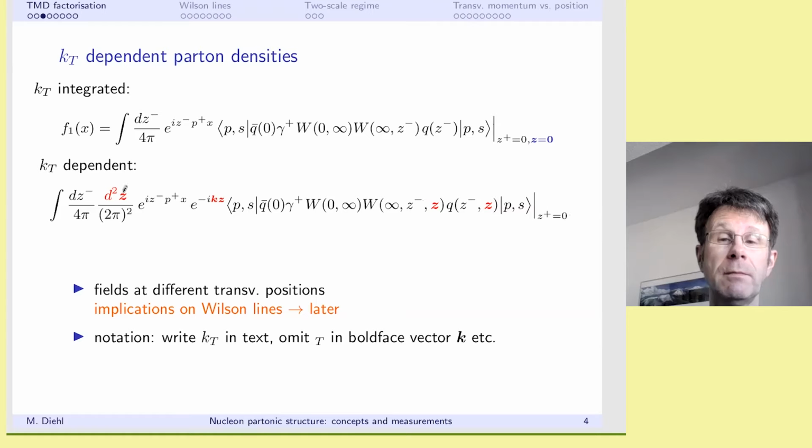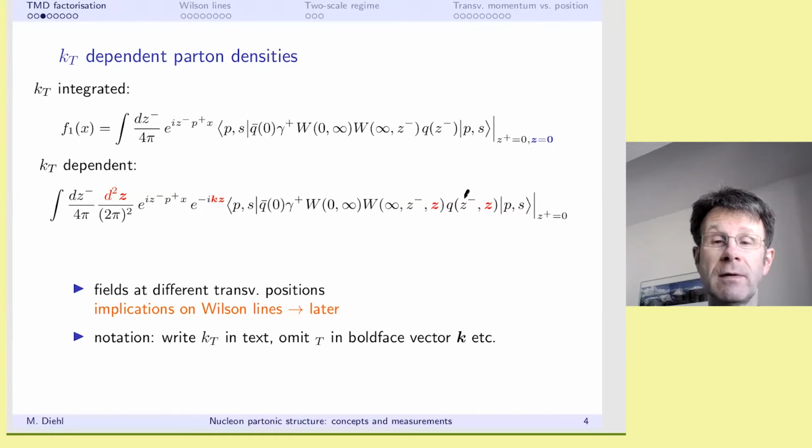So rather simple and intuitive. You can check: if you integrate this quantity over all KT, what happens? Well, the only place where KT appears is in this Fourier exponential. Integrating over it gives you a delta function for the transverse vector z. Then you can carry out this integral here, and you end up with z transverse being equal to 0, and that's exactly what you have in the first line.